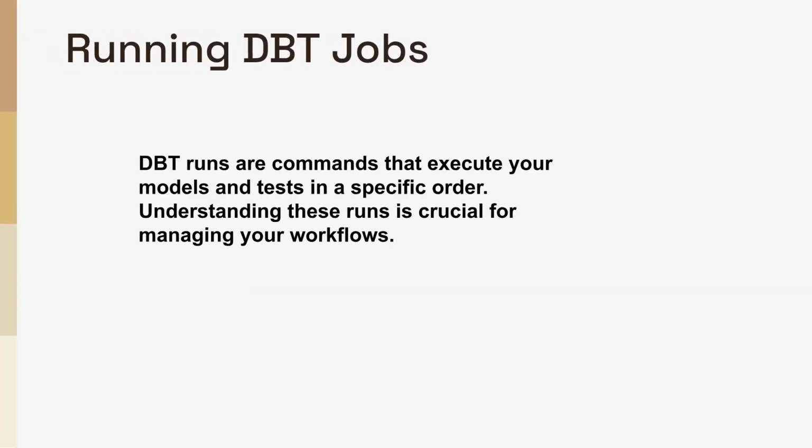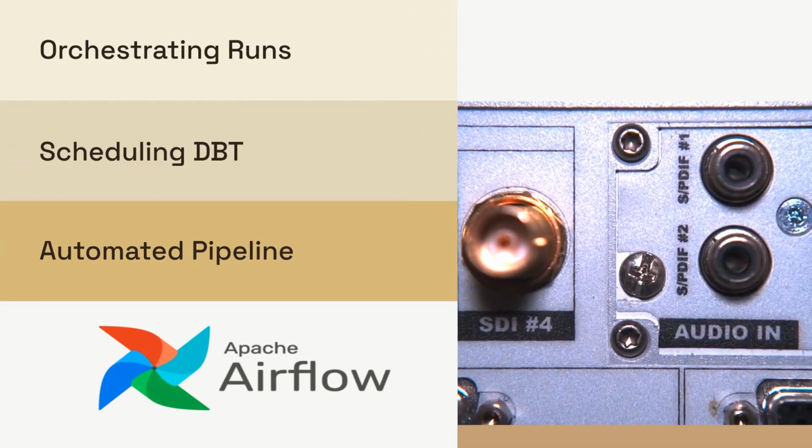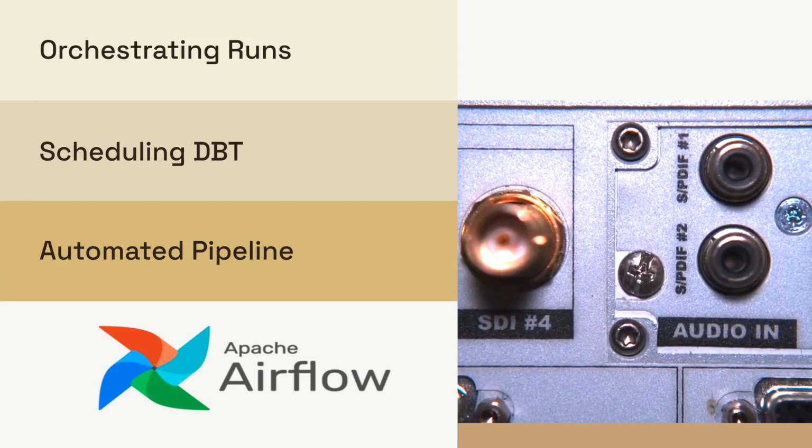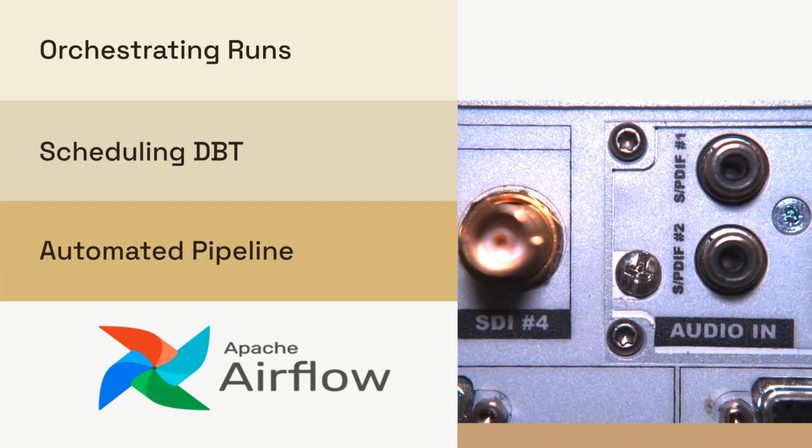DBT runs are commands that execute your models and tests in a specific order. Understanding these runs is crucial for managing your workflows. Common DBT commands include dbt run, dbt test, and dbt build. These execute different aspects of your data transformation and testing process. You can orchestrate DBT runs using schedulers like Airflow or cloud-based solutions. This automates your data pipelines and ensures they run reliably.